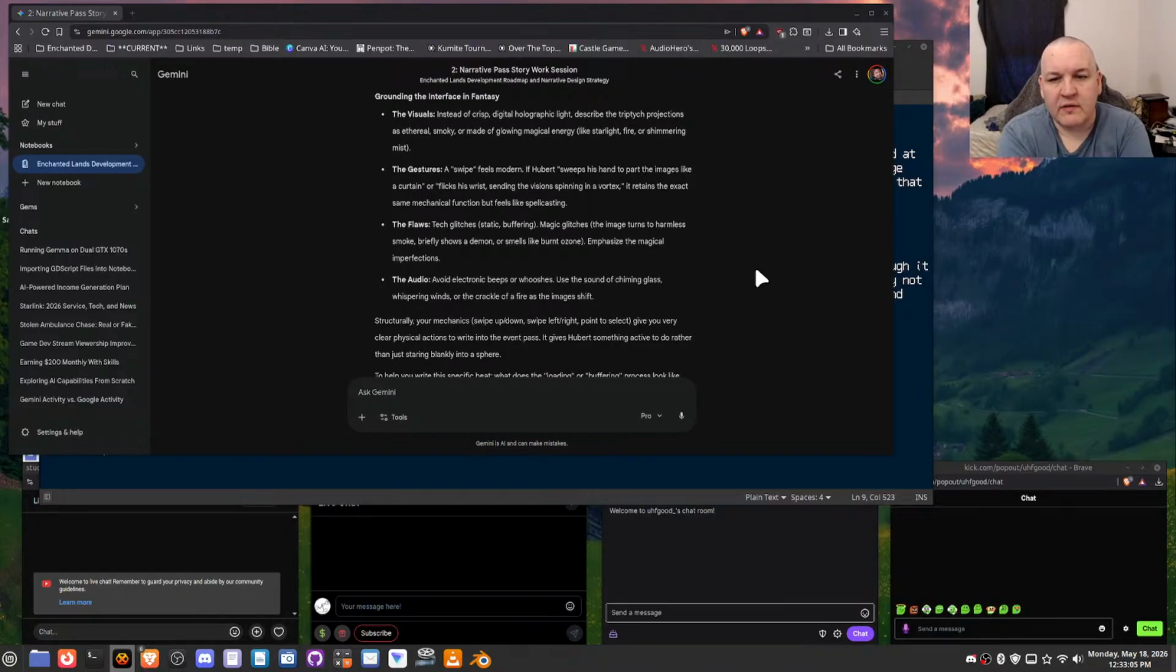Digital holographic light. Describe the typical projections: ethereal, smoky, or made of glowing. That's kind of how I described it in a sense.